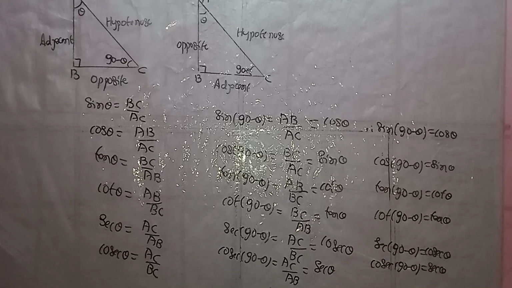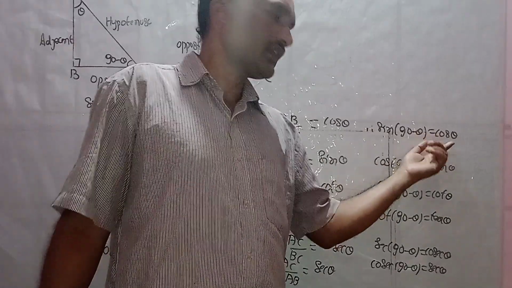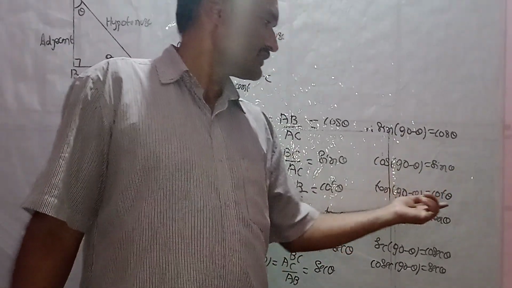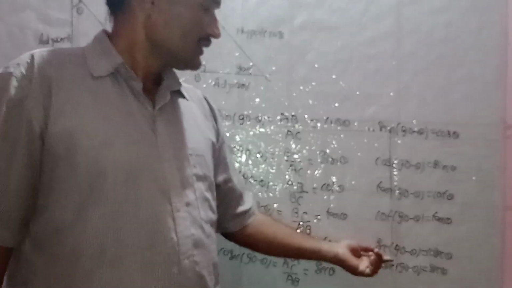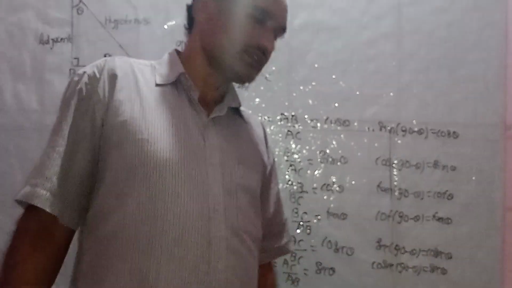These trigonometric ratios of complementary angles will help you to solve problems. Wherever sin 90 minus theta comes, you can substitute cos theta. Cos 90 minus theta is nothing but sin theta. Tan 90 minus theta is nothing but cot theta. Cot 90 minus theta is nothing but tan theta. Secant 90 minus theta is nothing but cosec theta. Cosec 90 minus theta is nothing but secant theta.